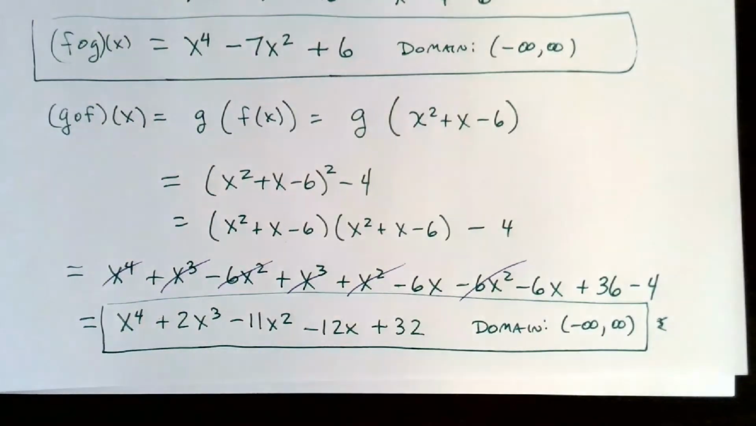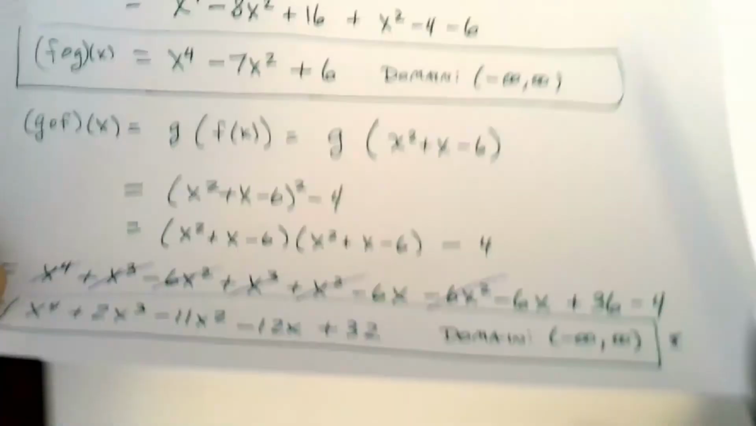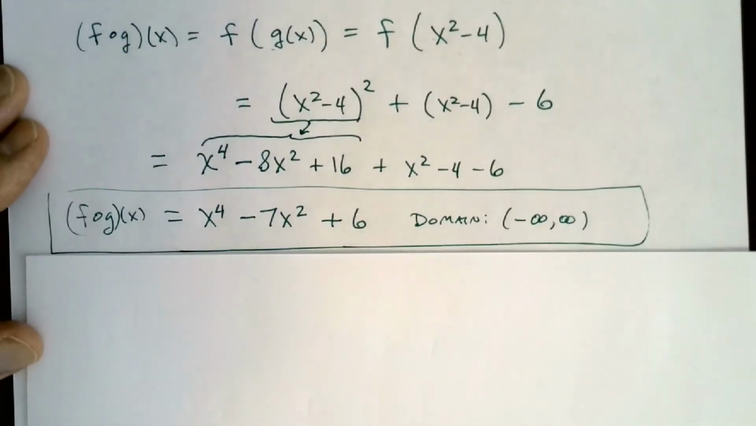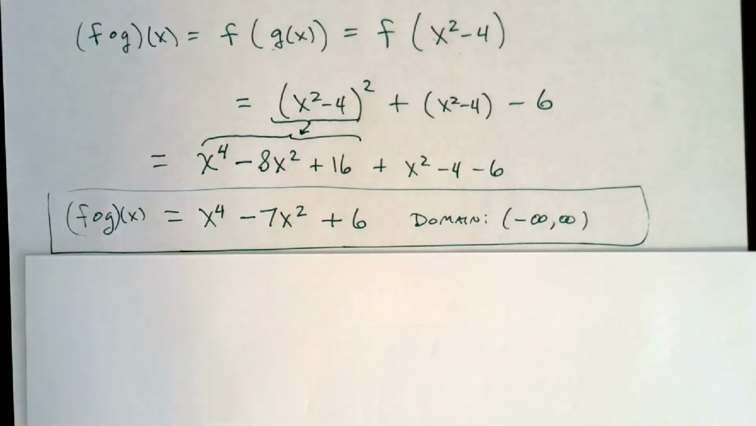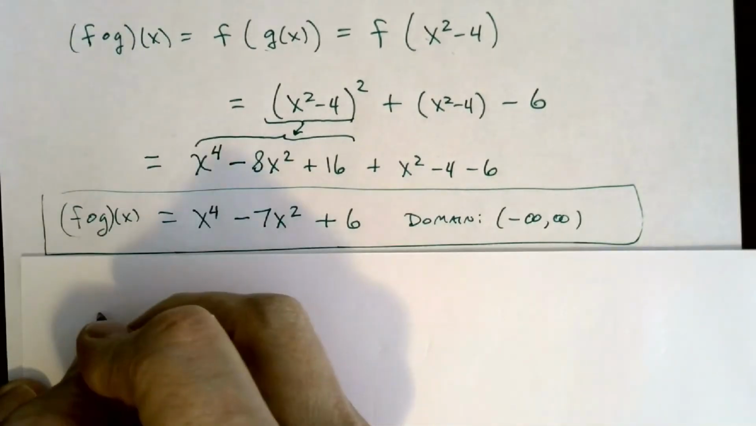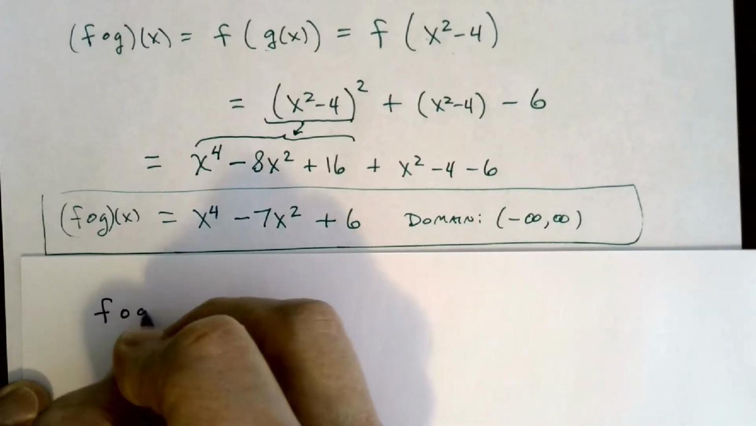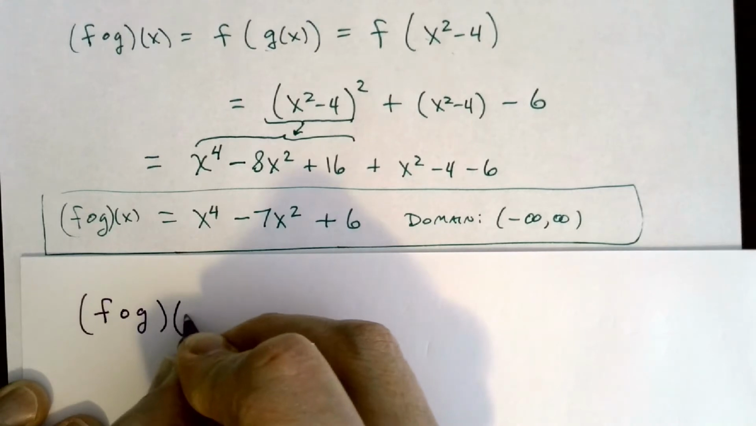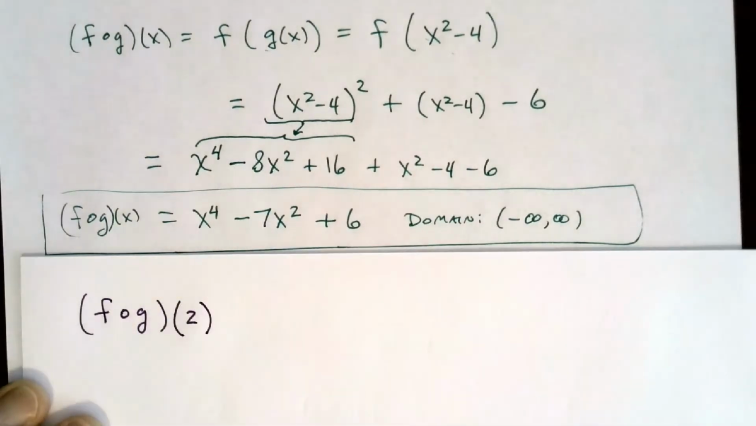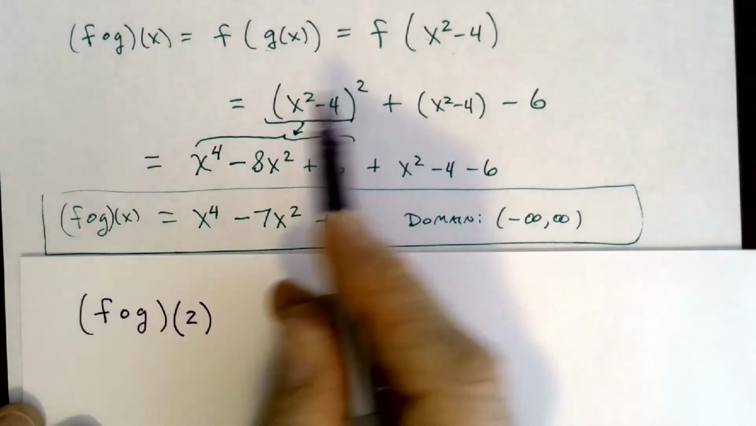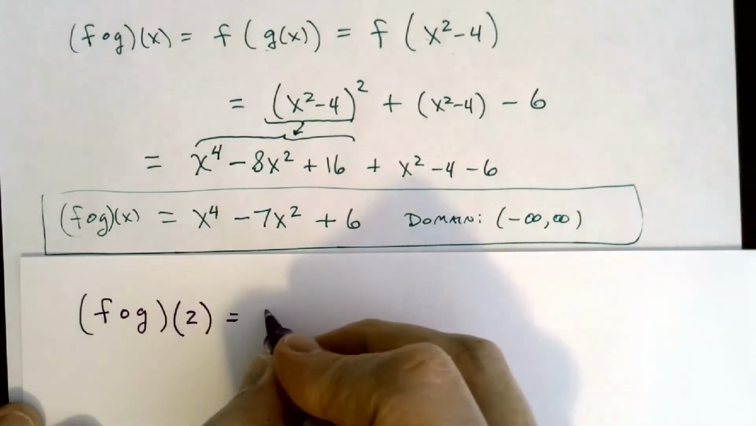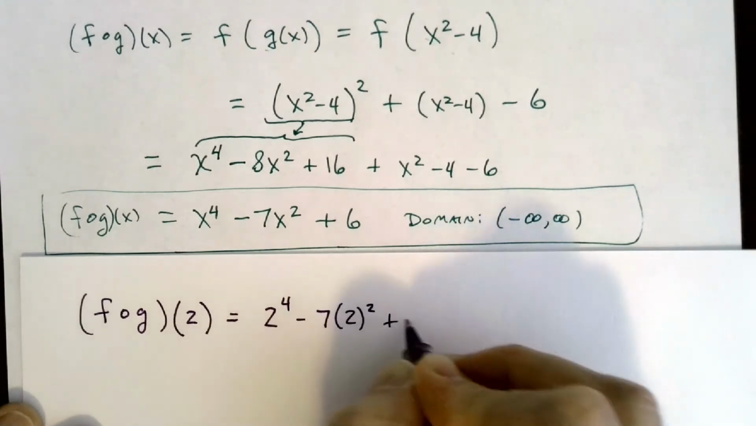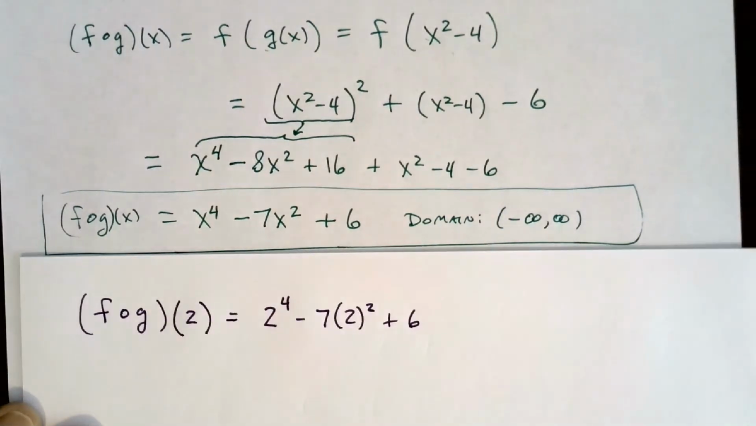Now, let's go back to this F circle G function that we found. Suppose I'm interested in finding the value of F circle G of, I don't know, let's say 2. Well, we went through the trouble of finding this formula, so we can just plug it in. Now I can find it. 2 to the 4th minus 7 times 2 squared plus 6. And now I need to evaluate this.